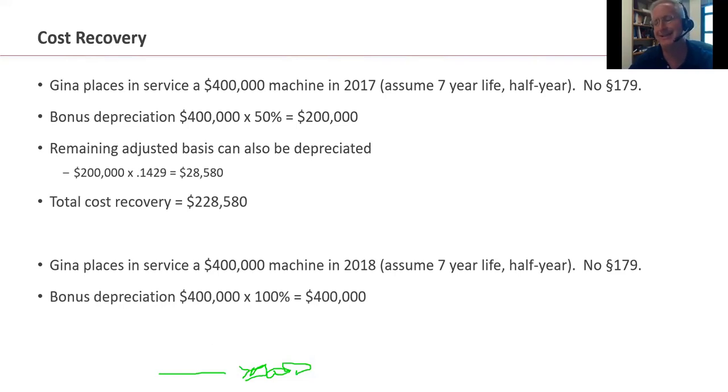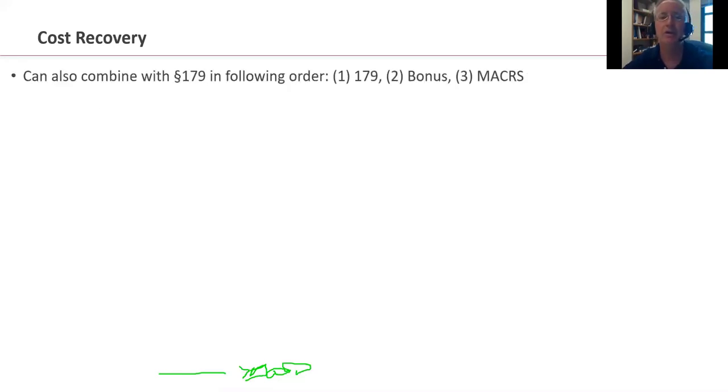Bonus depreciation is the bomb because it just makes depreciation so much easier, right? So you can see she just writes the whole thing off. Total cost recovery, $400,000. Her adjusted basis at the end is zero. It's all recovered. You can also combine bonus depreciation with Section 179. If you do so, that has to occur in the following order. First, you apply 179, then you apply bonus, then you apply MACRS.